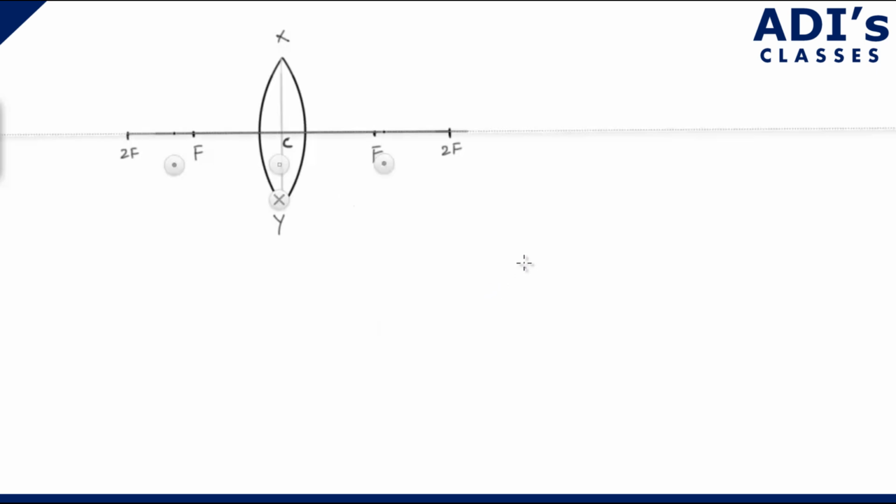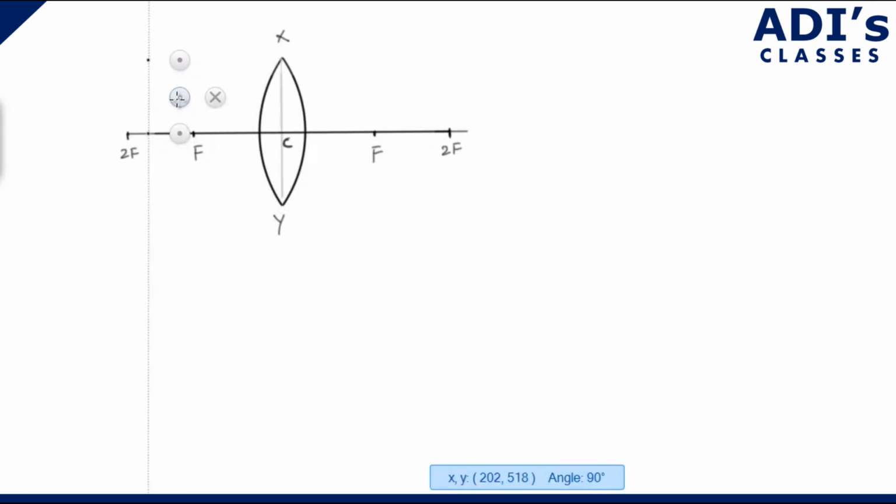All right, now we have to keep an object in such a way that, let's say our object is placed somewhere over here. Let's say this is the object. Let's call this A, let's call this B. Now AB is the object. Because of the lens, an image will be created on this part of the lens, right? Now let's try to figure out how the image is formed.